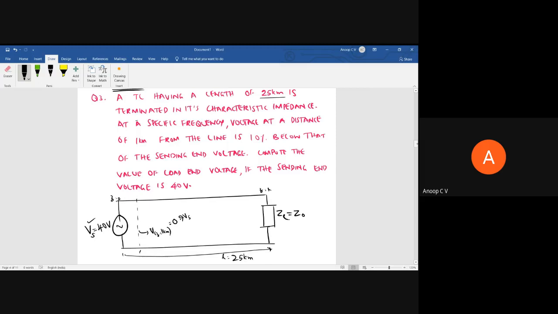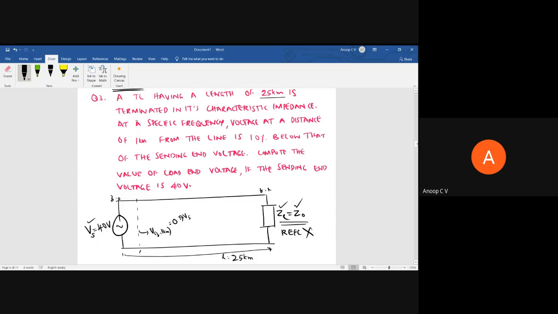here ZL is not given, Z0 is not given. But what is given is ZL is equal to Z0. From that I can infer reflection is not there. Reflection is 0. Only the incident wave will be there. The reflected wave is 0. That I can infer.